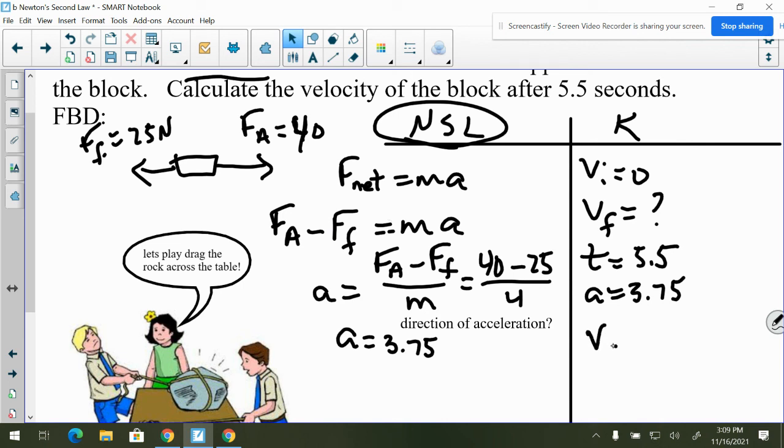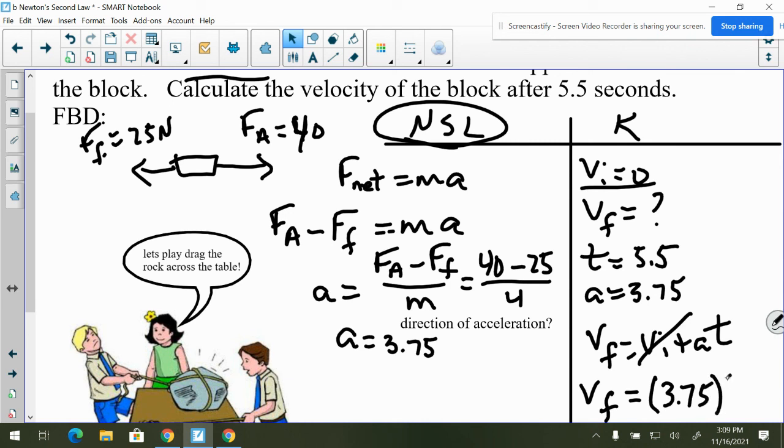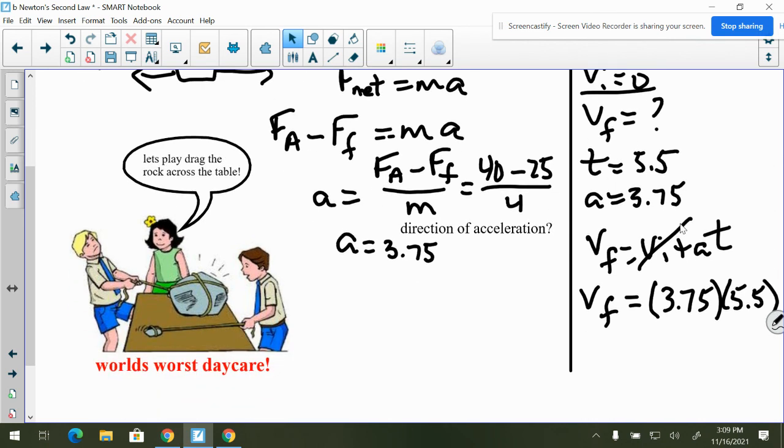So now I can get Vf equals Vi plus at, our kinematic equation number 1. Again, Vi is 0, so let's get rid of it. So I can say, how fast is that block moving now? Well, the block will be starting from rest, speeding up at 3.75, and we'll do that for 5.5 seconds. And so now I can go 3.75 times 5.5, and I get 20.63. So the final velocity is 20.63 meters per second.